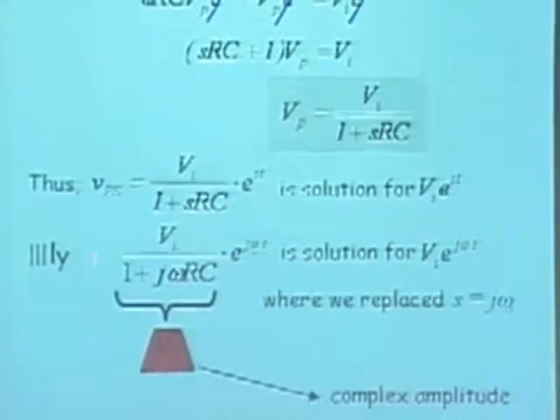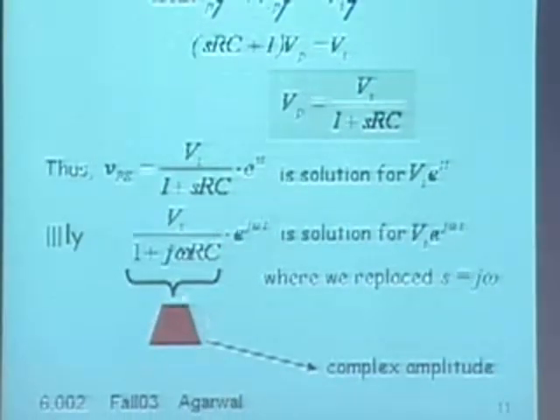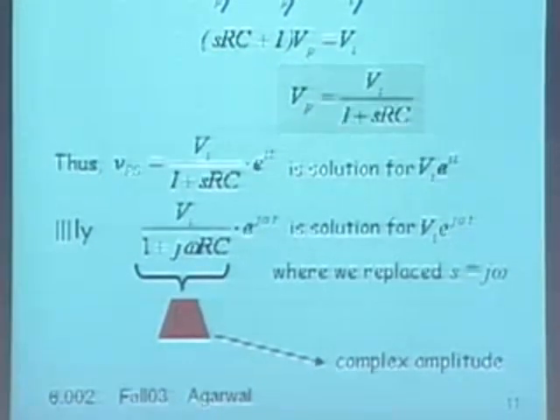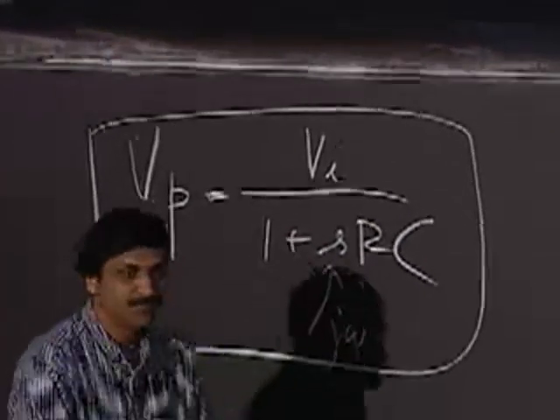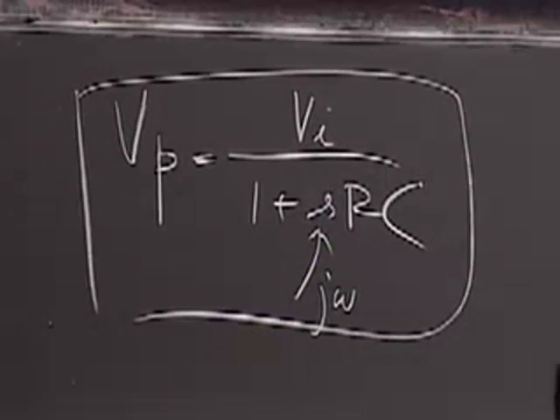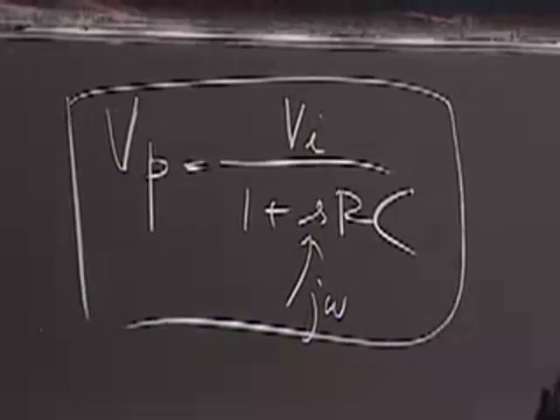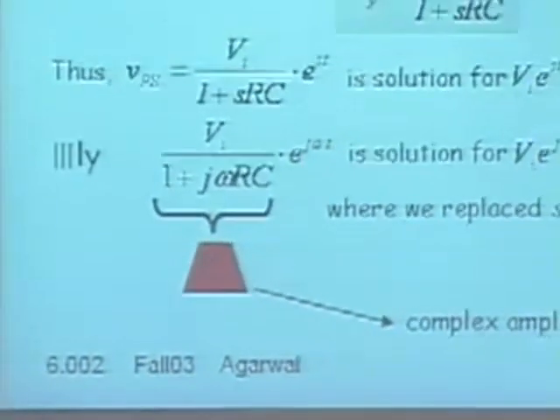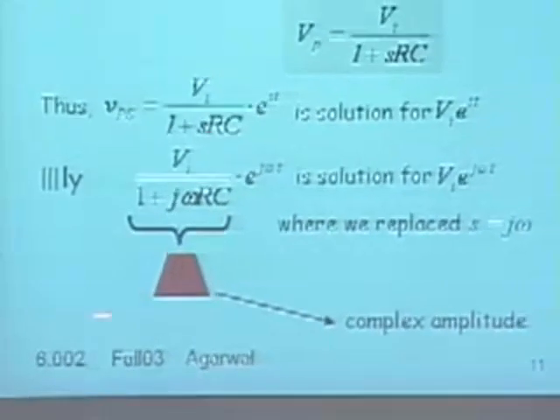And let me mark this for you as something to remember: VI divided by 1 plus j omega RC. So in terms of that, I'm substituting j omega for s, and this is a complex number. It's a complex amplitude, because of the j here, and it multiplies e to the j omega t. Just keep this in mind. Okay, so that was easy. The steps were easy. I'm still proving to you that this is where we want to be.